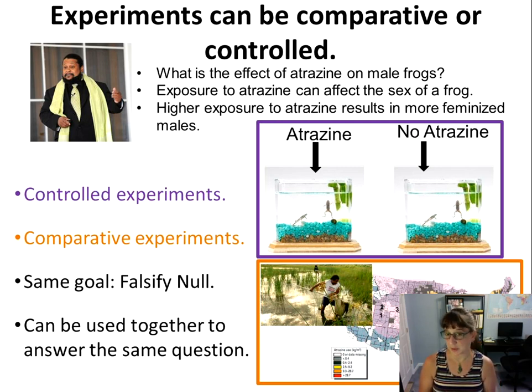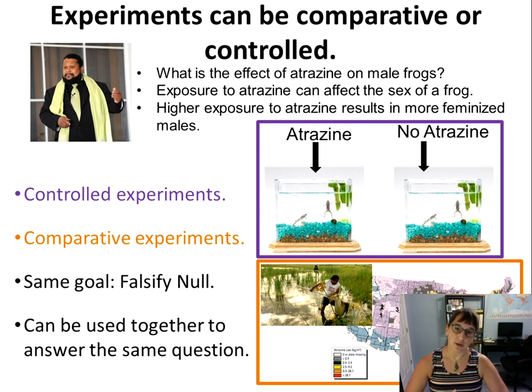One, where there's atrazine in the lab, and he takes replicated tanks of frogs like you see here in the purple box, and he exposes some of those tanks to atrazine and some to not atrazine, and he compares what happens to the frogs in those tanks. When you have a situation where you manipulate one variable, the exposure to atrazine, and then you don't manipulate that variable in the other tanks, that's a controlled experiment.